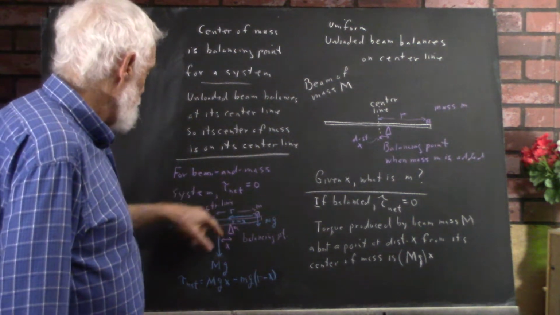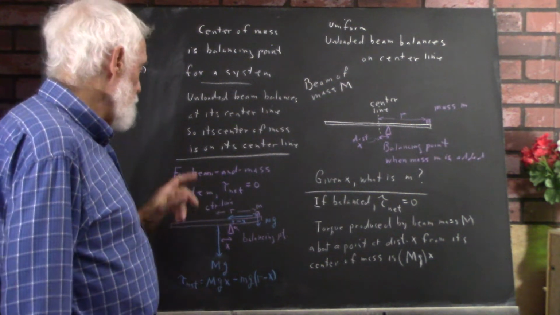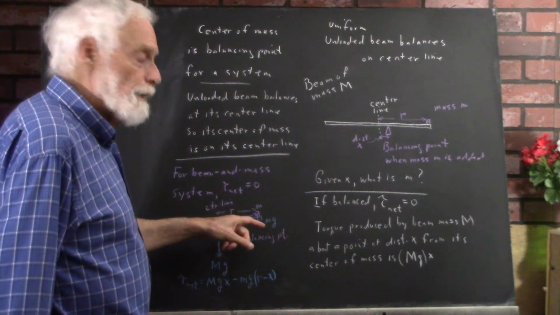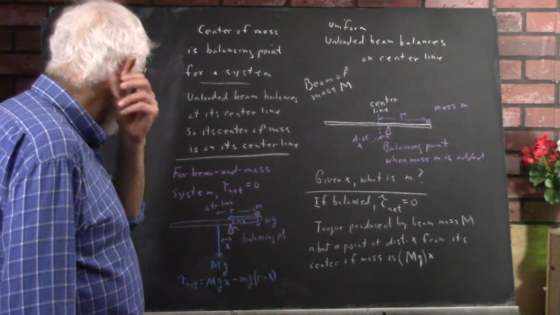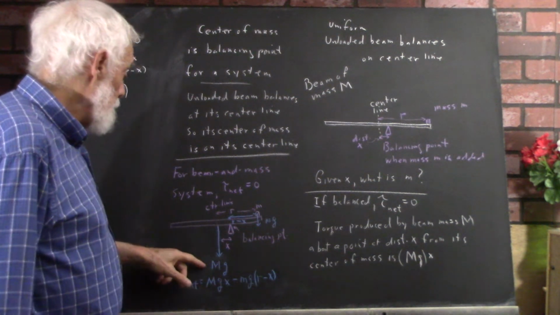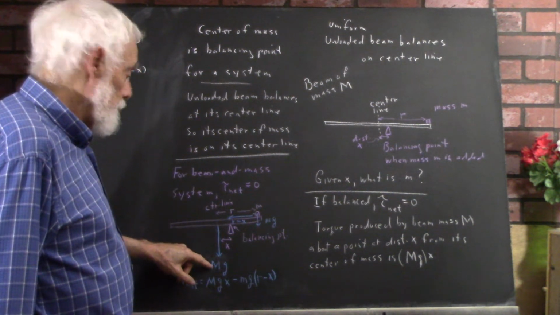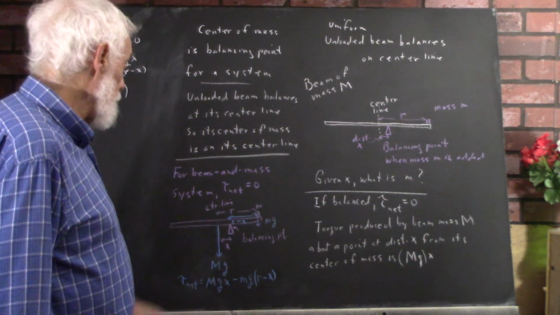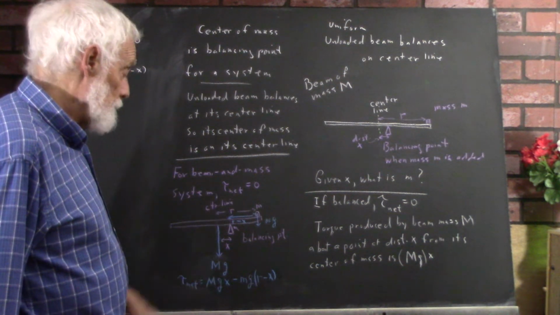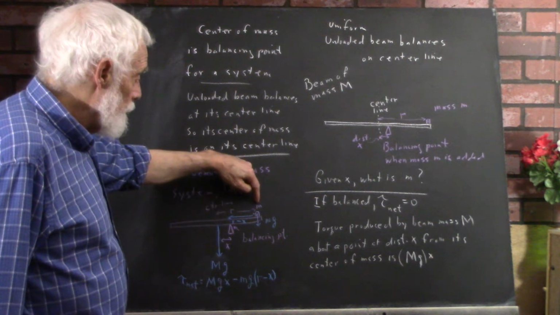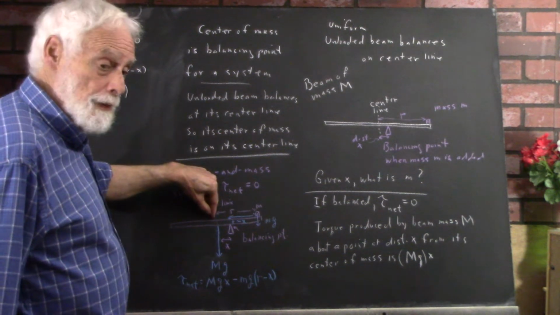Okay, so for the beam-mass system, net torque zero. You have the beam, you have the center line, you have the mass, you have the distance r, you have the distance x. The net torque is the torque produced by the beam on an off-center balancing point. And that torque is the mass of the beam times the distance of the center of mass from the balancing point times acceleration of gravity. Mass of the beam times acceleration of gravity times this distance gives you the torque produced by this force.